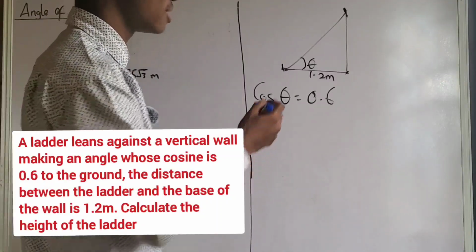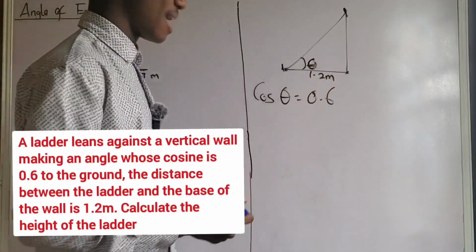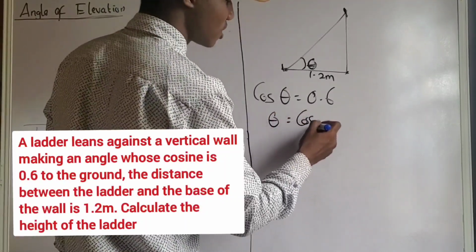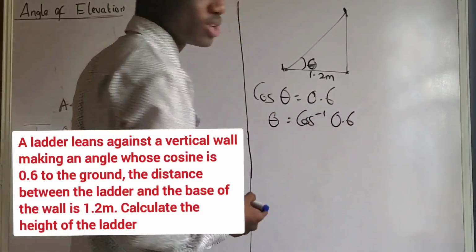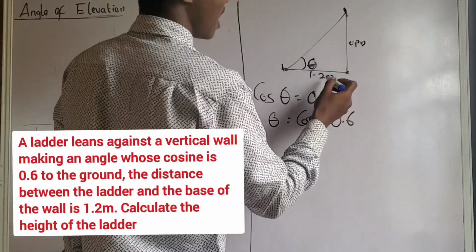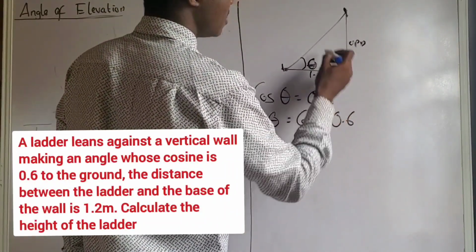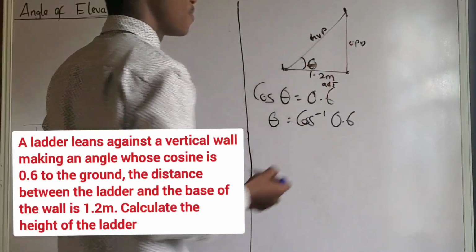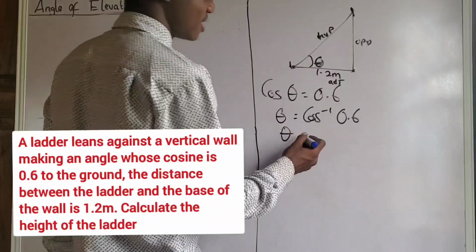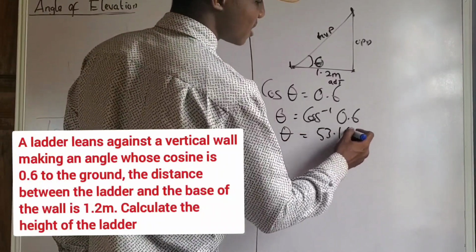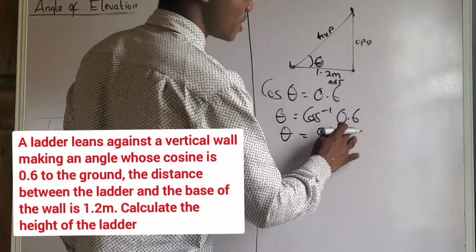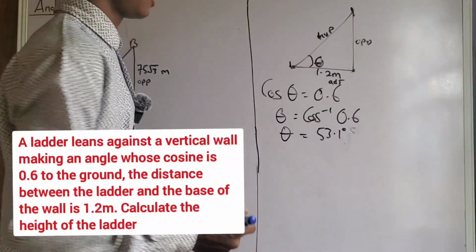Well, to do that, we first need to determine the angle that we have here. And since cos theta equals 0.6, that means theta will be equal to the cos inverse of 0.6. Do you understand? Okay. If this is theta, this is the opposite and this is the adjacent. This is the hypotenuse. So, what is the cos inverse of 0.6? Theta equals 53.1 degrees.